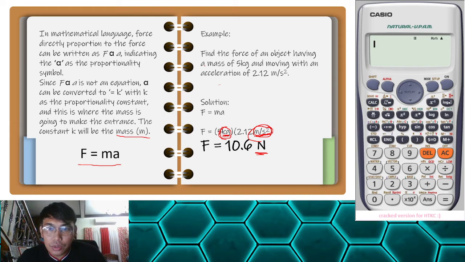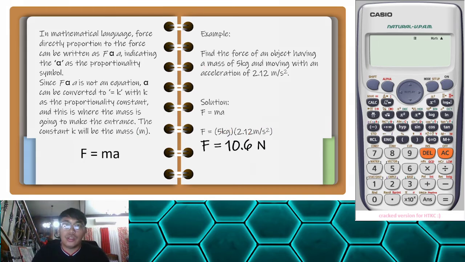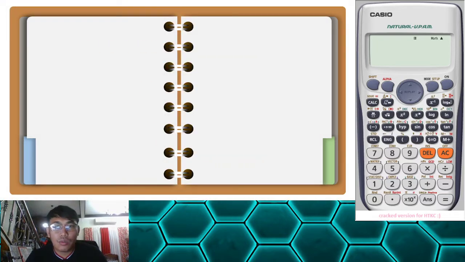Okay? So next, let's proceed. I hope, guys, that force, which is equivalent to mass and acceleration, is understandable. So it's just easy. Always remember that force is equivalent to mass and acceleration combined.